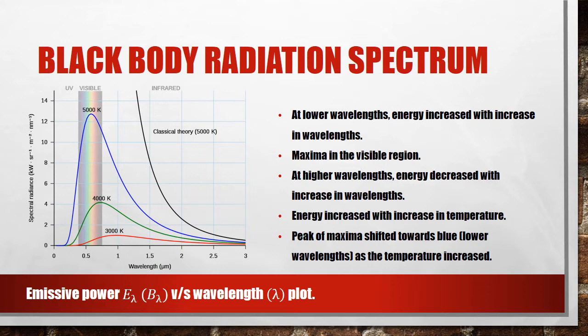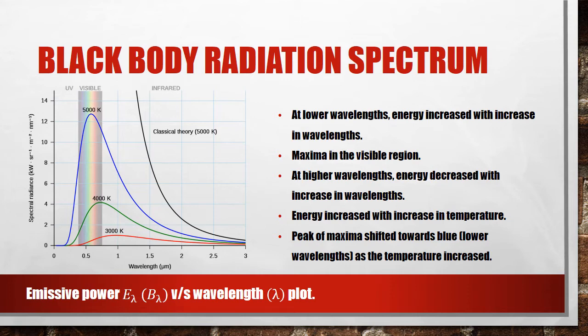You can also see that as the temperature rises, the spectral radiance also increases. The 3000 Kelvin line is very low while the 5000 Kelvin line is very high. It shows that as the temperature increases, the amount of energy released also increases. The plot also shows that as the temperature increases, the peak point shifts towards the blue region, that is, towards a lower wavelength region.